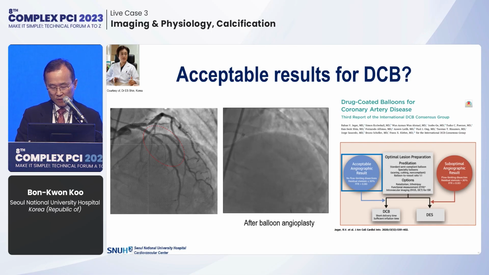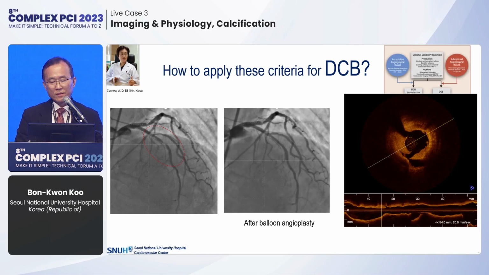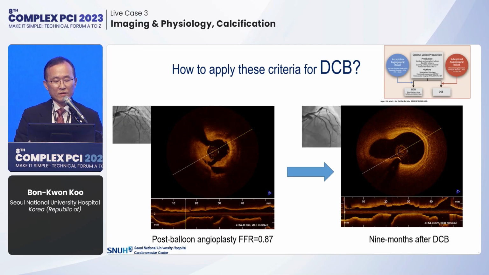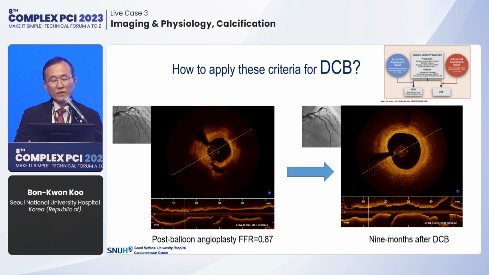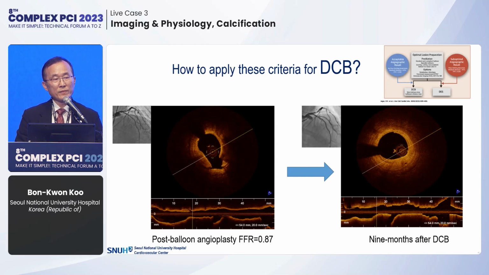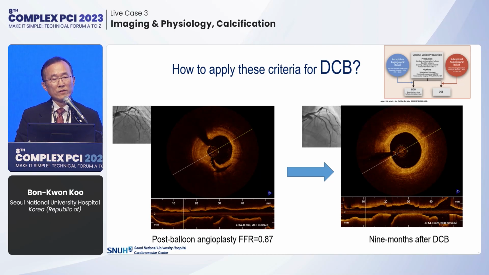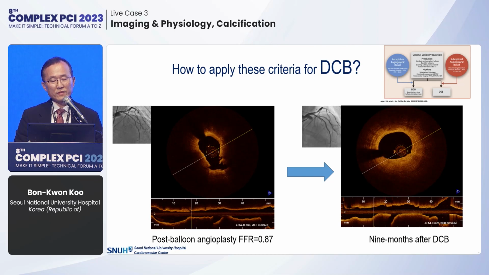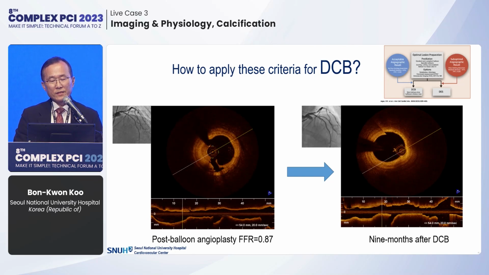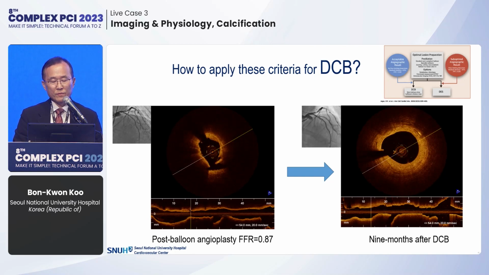acceptable angiographic result. But when you see these OCT images, there are lots of dissections, and the minimal lumen area is almost less than 1, so you will not be satisfied with this result. Even if by the angio it looks fine, this lesion is a horrible lesion, so it's hard to do a DCB for this case. But Professor Shin measured FFR 0.87 despite those dissections, so she finished the procedure with DCB, and after 9 months you see the perfect result at the follow-up angiogram of that mid-LAD lesion, along with the complete resolution of those dissections. So this is how the physiology can be helpful in assessing angiographic successful results after balloon angioplasty.